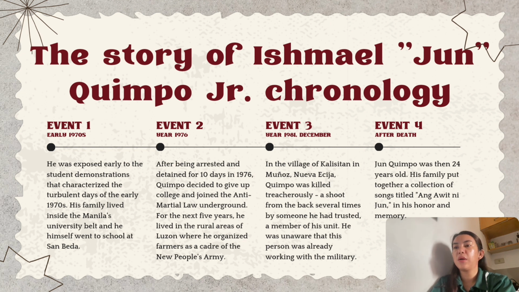In December 1981, in the village of Calisitan in Muñoz, Nueva Ecija, Kimpo was killed, shot from the back several times by someone he trusted, a member of his unit. He was unaware that this person was already working with the military. Hailed as a hero by the latter, the killer was said to have committed suicide sometime later. Jun Kimpo was then 24 years old.